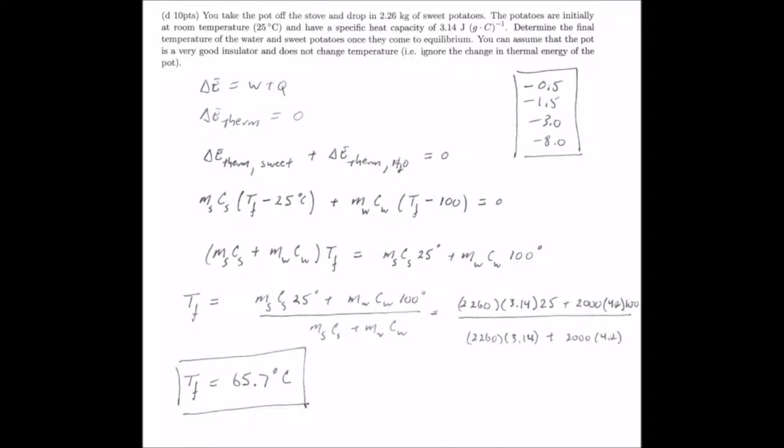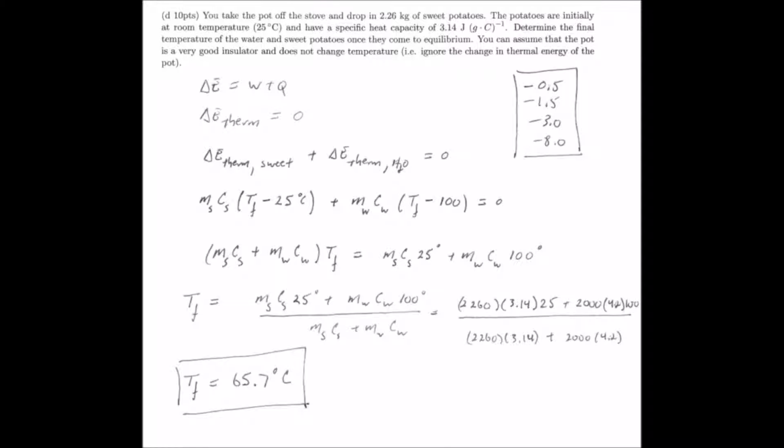To determine the final temperature of the water and the sweet potatoes once they came to equilibrium, we had to understand several key aspects of the energy principle and thermal energy. First, delta E equals W plus Q, as we discussed earlier in parts B and C of the lab. Because of the new situation, the total change was equal to 0. Delta E thermal of the sweet potatoes plus delta E thermal of the water was set equal to 0.